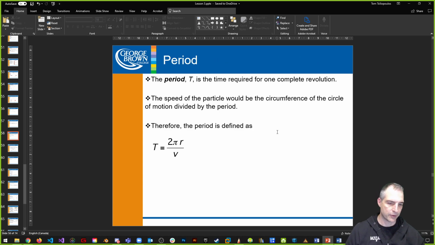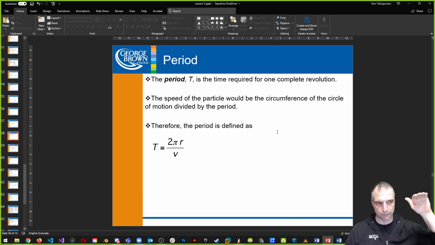Let's talk about period as well. Period T is the time required for one complete revolution. So I revolve around the circle one complete time. The speed of the particle would be the circumference of the circle of motion divided by the period. Why? Because the circumference is the path around the circle. Therefore, period T is equal to 2 pi r, the circumference, over v, the speed.